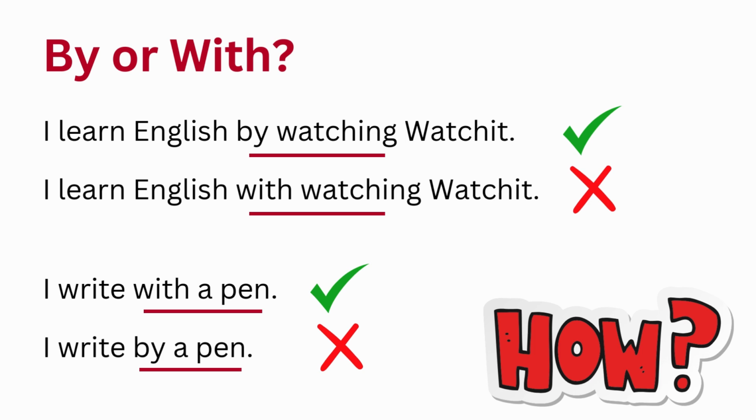Similarly, with also answers the question, how? How do you write? Well, I write with a pen. How do you eat dinner? I eat dinner with a fork, or I eat dinner with chopsticks. So they both answer the same question. How? But they are a little bit different. So let's look at these differences now.